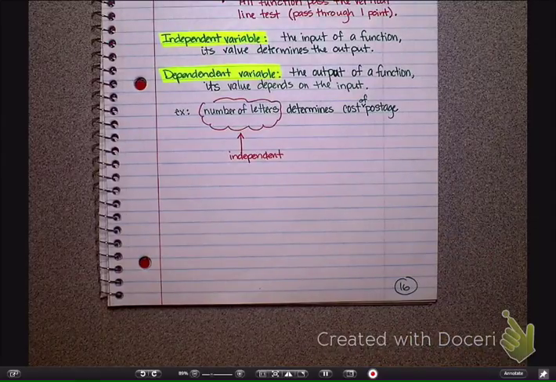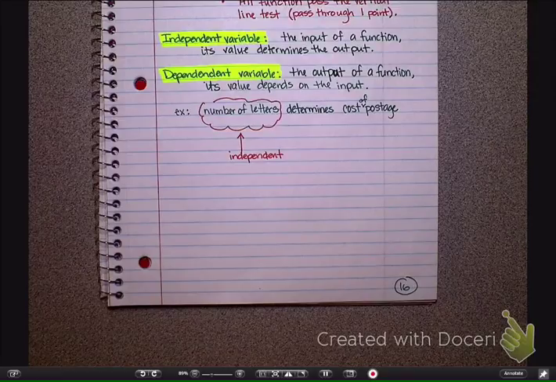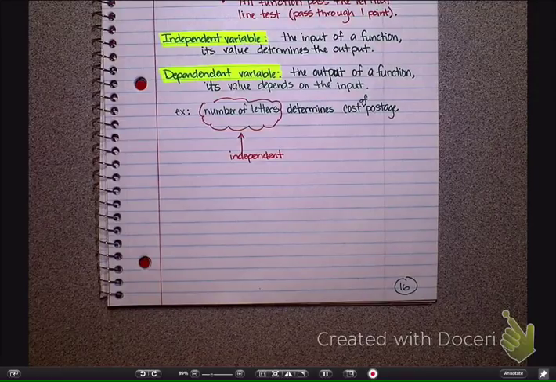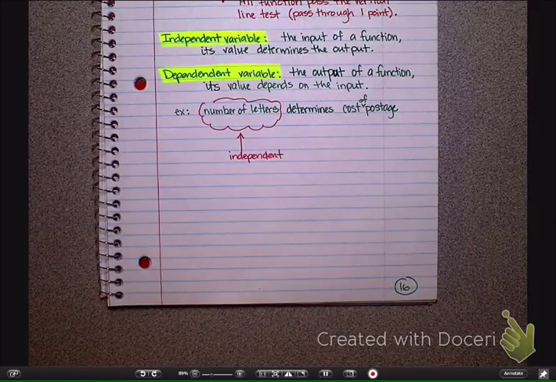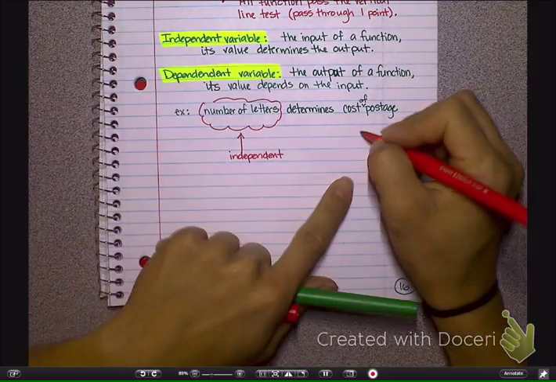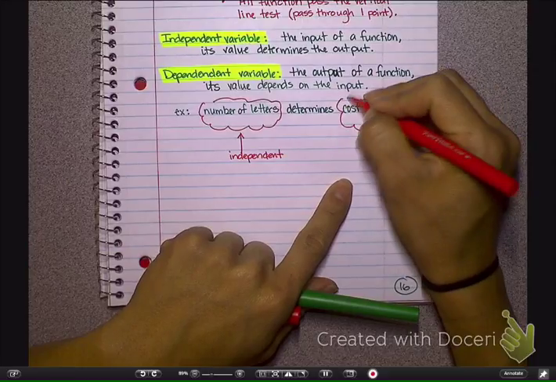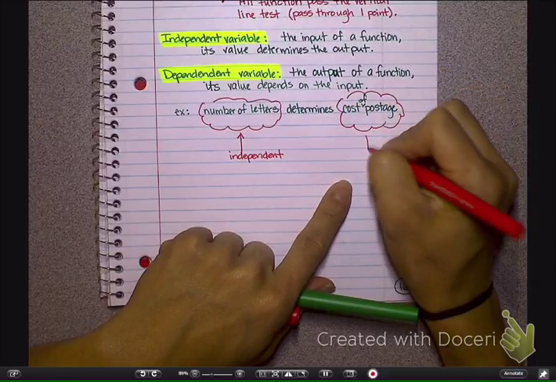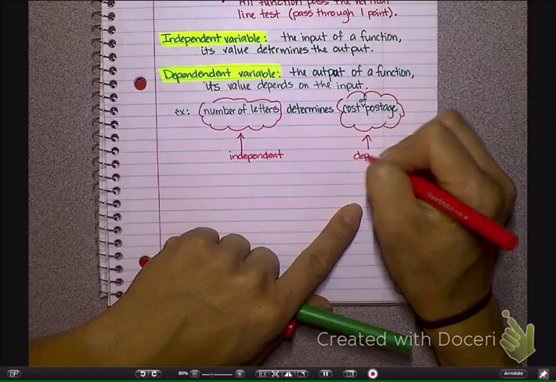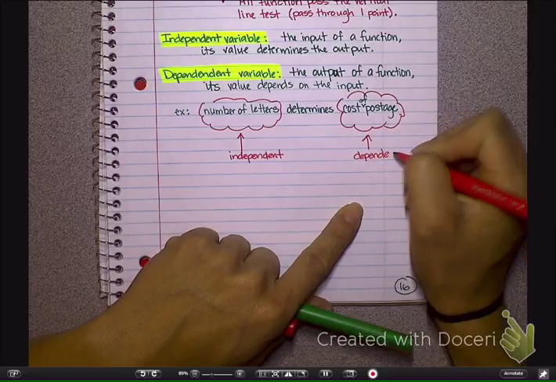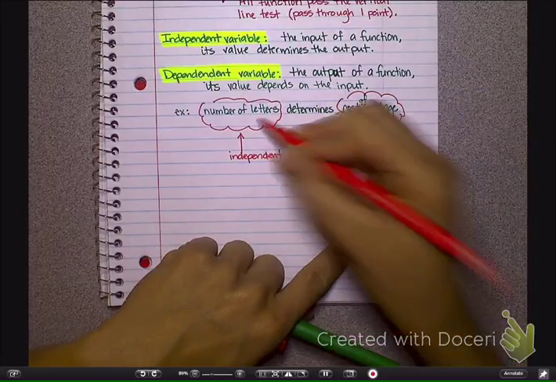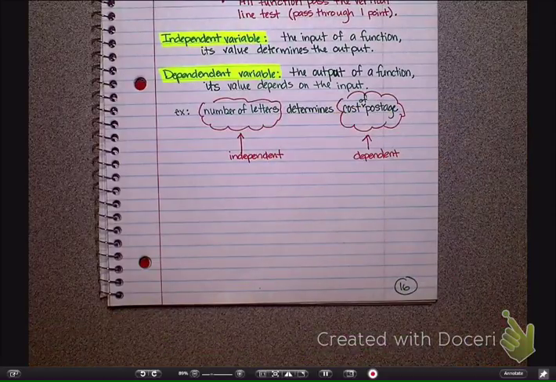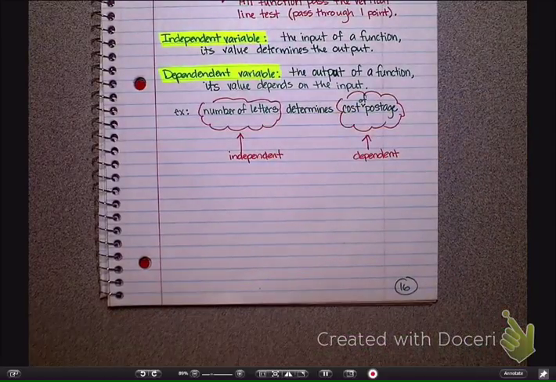If I only mail 2 letters, the postage is going to be a certain price. But if I mail more, then the cost is going to go up. If I mail less, then the cost is going to go down. Does that make sense? So the number of letters is independent. The cost of the postage is going to be dependent. It depends. This one depends on the first.